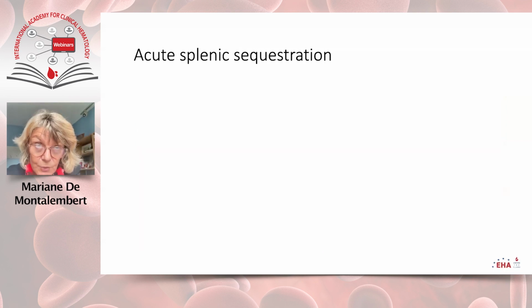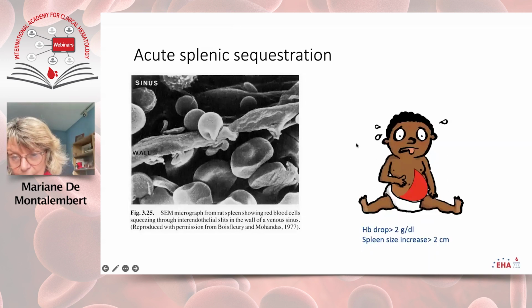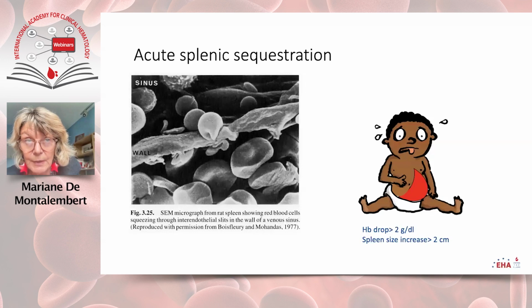I told you the second cause for death in children was acute splenic sequestration. The red cells, as you know, have to go through these very tiny interendothelial slits, but when you are sickled, you can't. And the red cells are kept within the spleen with a hemoglobin drop above 2 grams per deciliter and then spleen size increase. Appropriate education of parents about signs prompting to go to the emergency department can suppress the mortality of this complication.